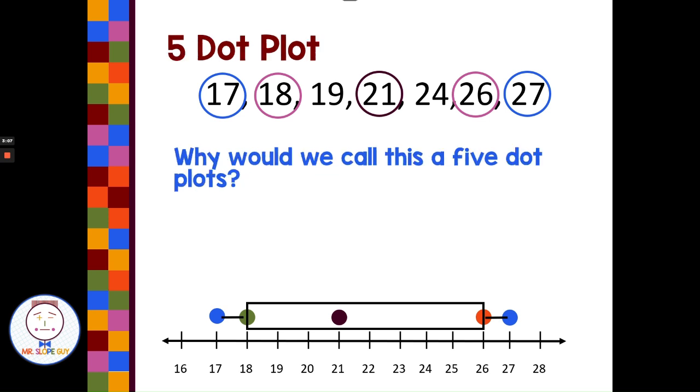Why would we call this a 5-dot plot? Well, because there are 5 dots. So you get the 5-dot plot, 5-dot summary, and our 5 dots make our 4 quartiles. Our 4 sections come between those 5 dots. Each of these sections between the points is 25% of our data, each quarter.